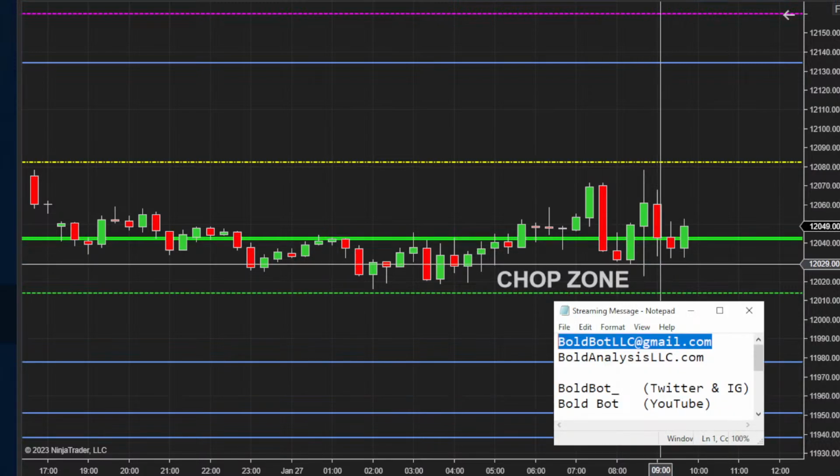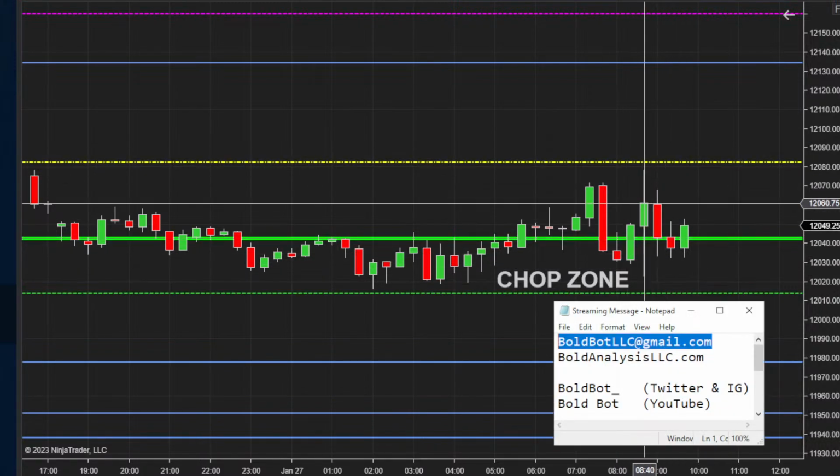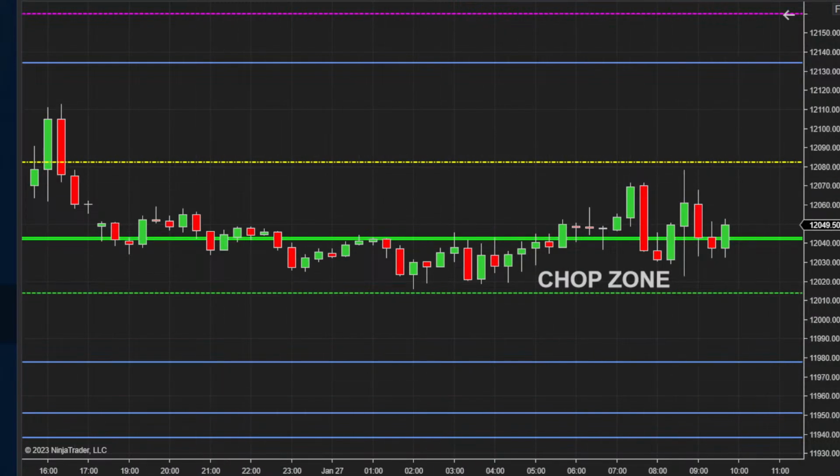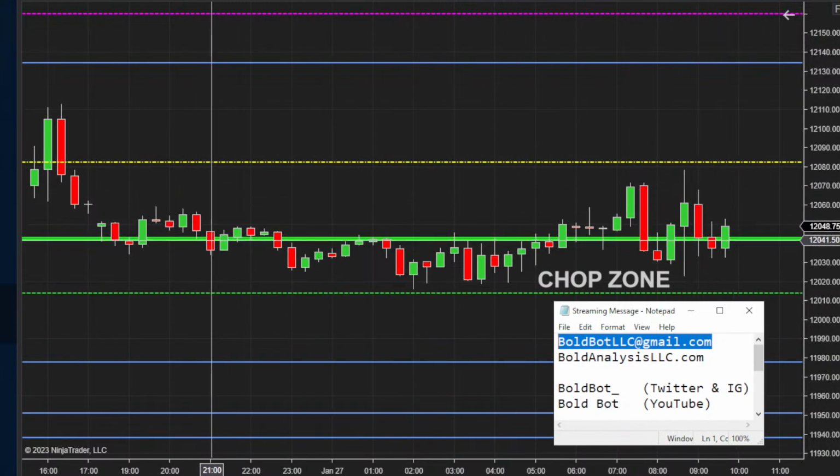The market's going to open in 3 minutes. Our chop zone is pretty much non-existent. This is the LIS, so we're pretty much bouncing between the LIS and the chop zone. And then we'll see what happens at the open.